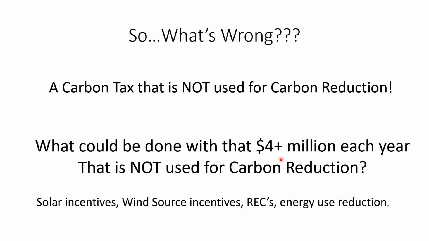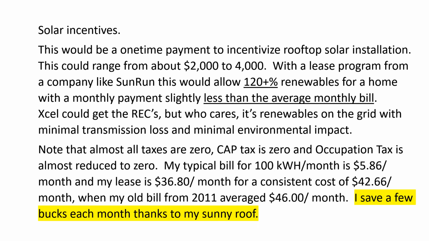What could be done with $4+ million each year that is not used for carbon reduction? For about a decade, I've stated that it's solar incentives, wind source incentives, RECs, and energy use reduction. So for example, just on solar incentives, this would be a one-time payment to incentivize rooftop solar installation. This could range from about $2,000 to $4,000.